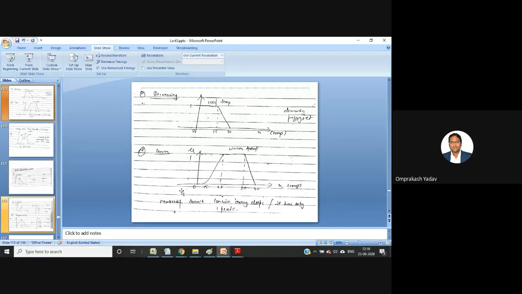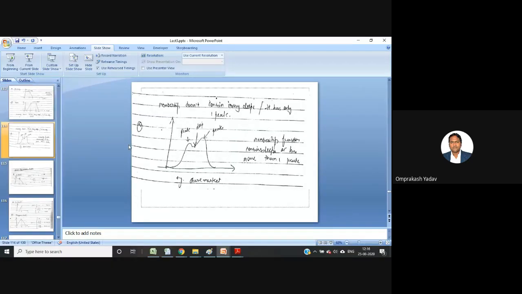Completed? Okay, so this is the next one, non-convex. If you see here, in the example which I gave you, we have the peak and dip, and then again a peak. Normally you see this kind of chart in many places.